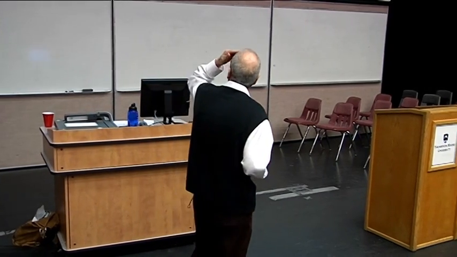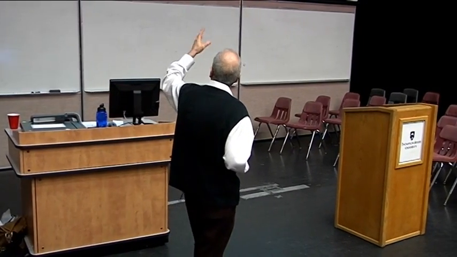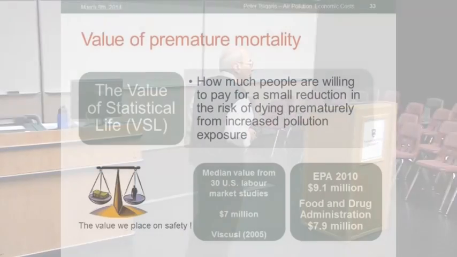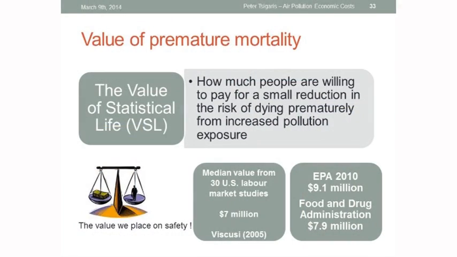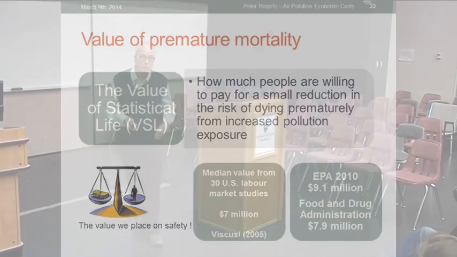Well, these economists come up with this concept called the value of a statistical life. It's controversial in a way, but it says the following. It says, how much are people willing to pay to reduce the risk of dying prematurely, before their time? And lo and behold, people are willing to pay a lot. It's the value we place on safety.